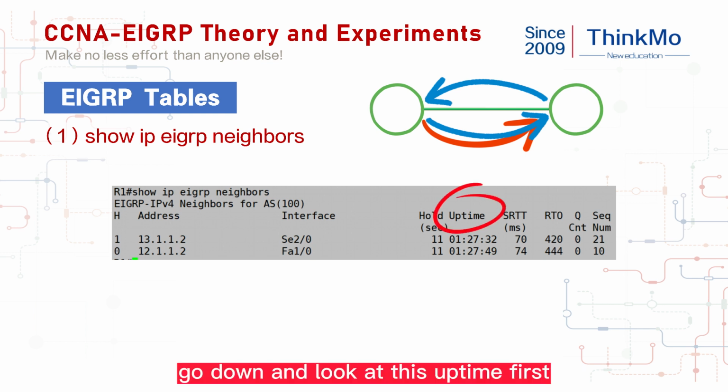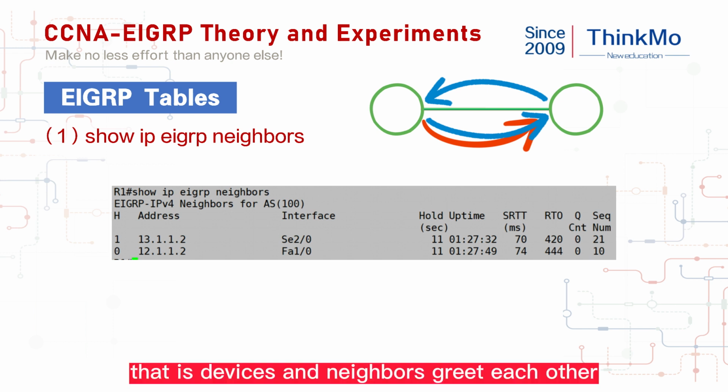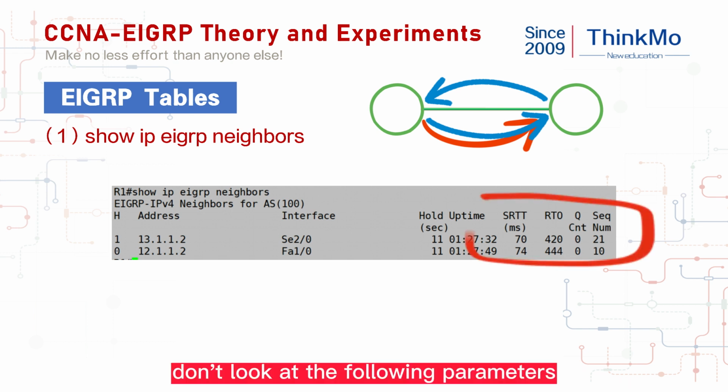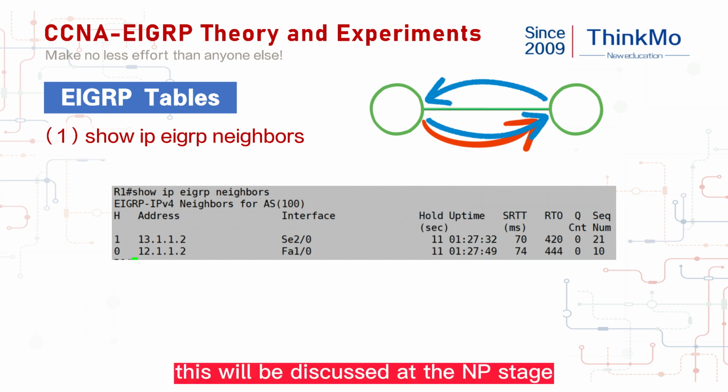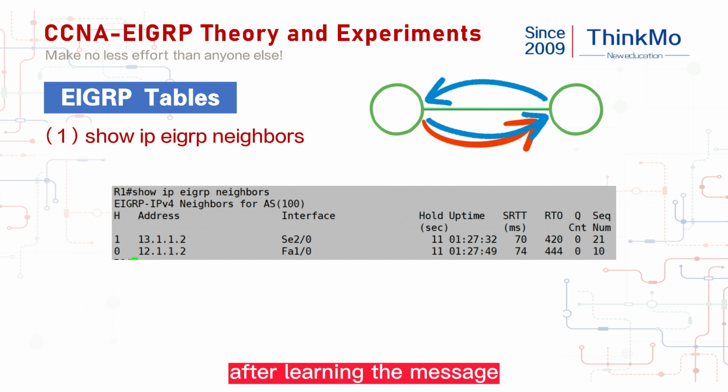Go down and look at this uptime first. This is how long the neighbor has lasted. That is, how long the device and neighbor have been greeting each other, from the beginning to the present. The time they've been together. Don't look at the following parameters. This will be discussed at the NP stage. None of these 4 parameters will be mentioned now. You will learn the protocol mechanism in the future, and after learning the messages, learn them again.